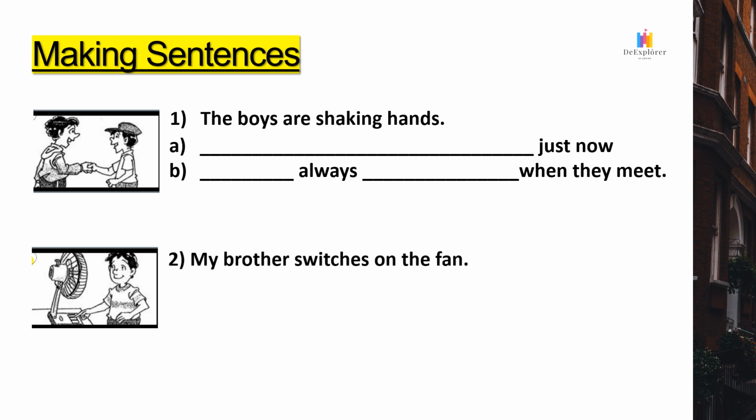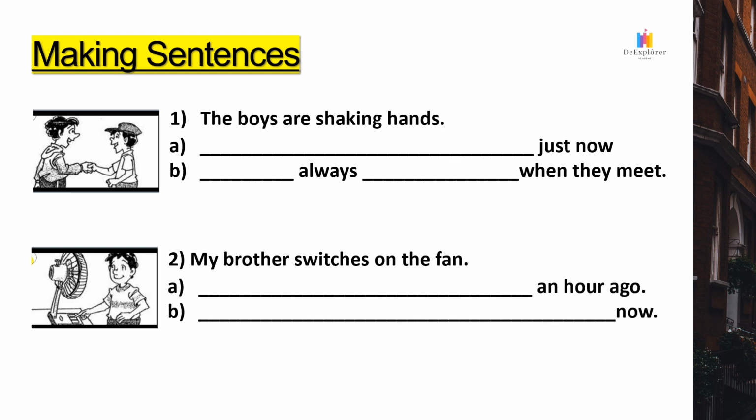Leave a line, number 2. Sentence number 2, my brother switches on the fan. Present tense showing a fact. My brother switches on the fan. Now, you're going to change this sentence to A and also B. I want you to write about my brother 一个小时前, an hour ago. 一个小时前做什么? 开那风扇. So 那个 switches, you need to use the past tense. What is the past tense for switches? Switch.